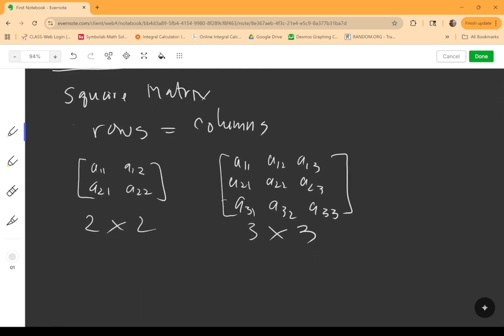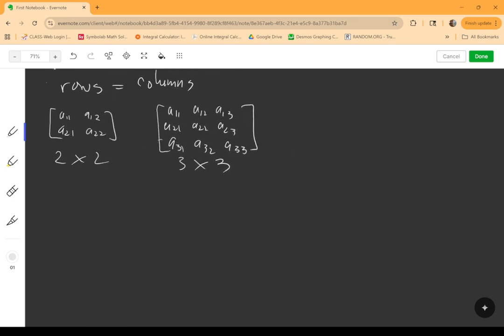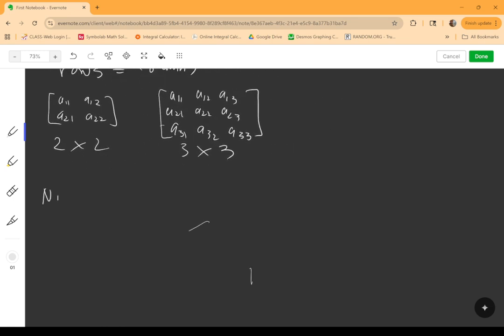So when we talk about this idea of non-singular, this property applies to square matrices. Now, not all square matrices are non-singular, but some of them are. Now let's define what a non-singular matrix is. A non-singular matrix is a square matrix.